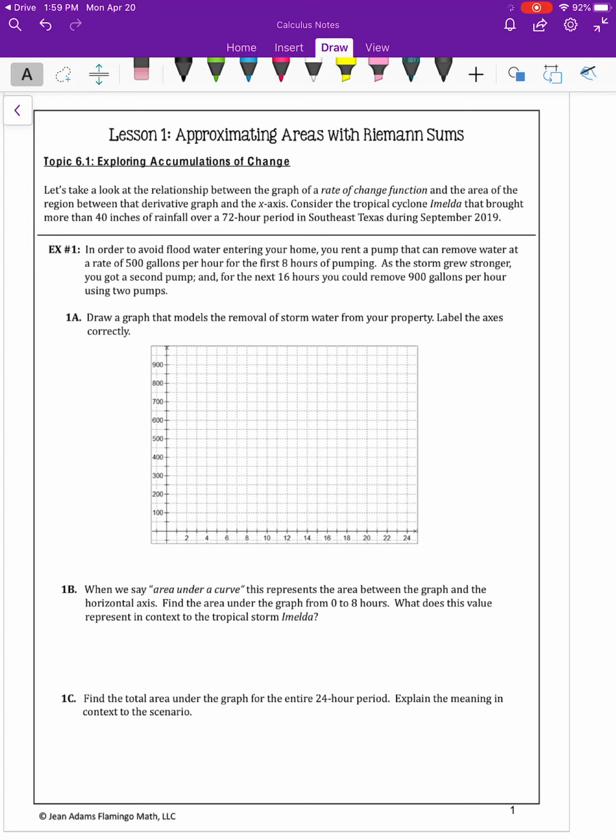Lesson 6.1, Approximating Areas with Riemann Sums. Let's take a look at the relationship between the graph of a rate of change function and the area of the region between that derivative graph and the x-axis.